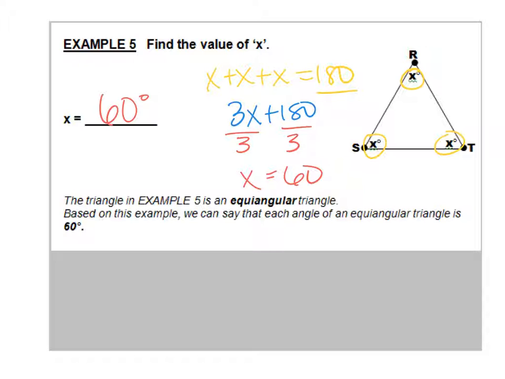Now, this will always be the case. In example 5, it's an equiangular triangle because all of my angles are equal. Based on this example, we can say that each angle of an equiangular triangle is 60. The reason being, all of my angles have to be the same, and all of my angles have to add to 180. So there is no way that all of my angles can be the same and they can all add to 180 unless they're all 60 degrees.